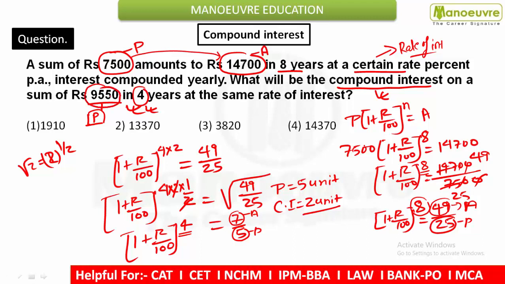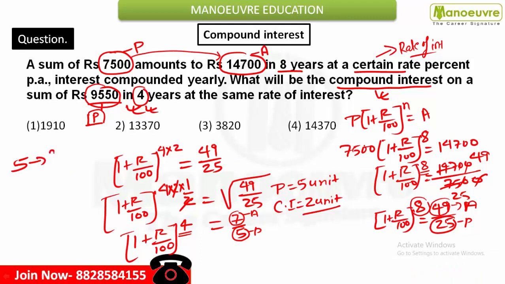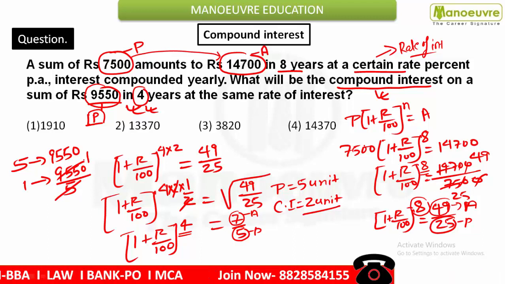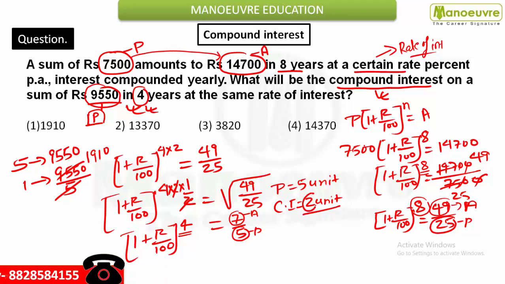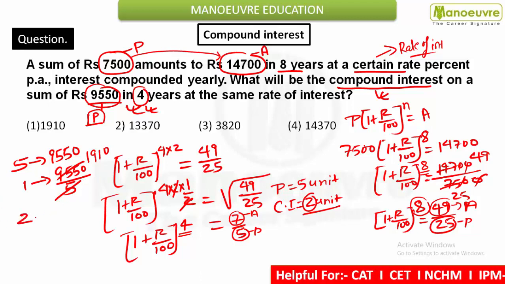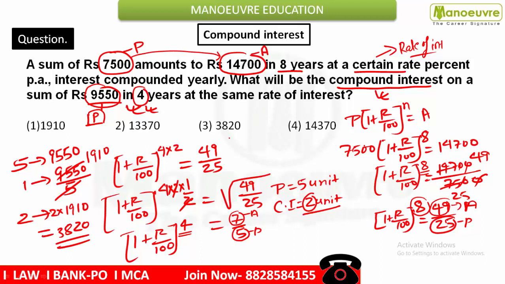So now you have to find the compound interest on this principal. Here principal is 5 units. So this 5 units will correspond to 9550. 1 unit will correspond to 9550 by 5. So I can reduce it, and it will give 1910. Okay. So now what you have to find? You have to find these 2 units, because these 2 units are nothing but your compound interest. So you will multiply 2 units into 1910, and that is nothing but 3820. Okay. So this is your option number 3.